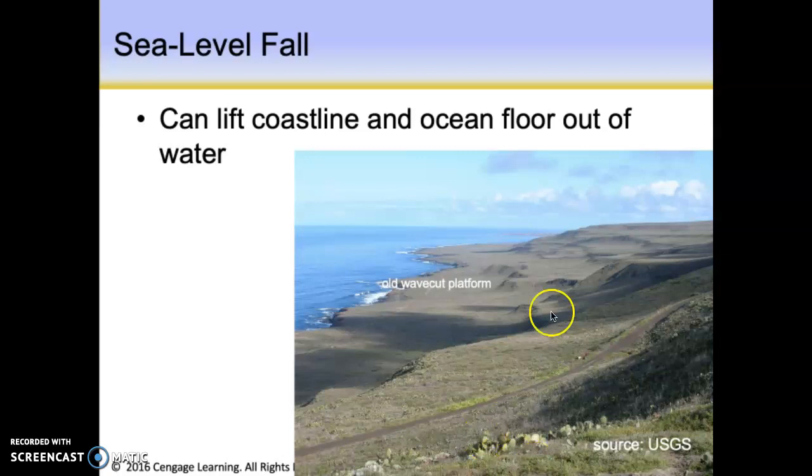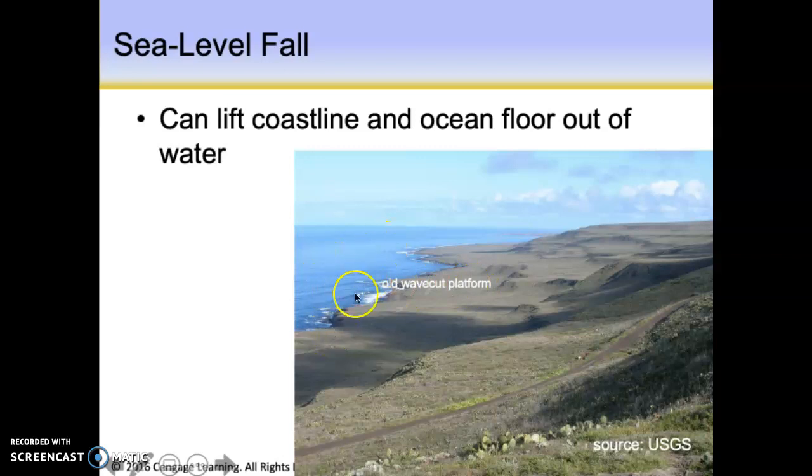And what happens in that case is you can see some stair steps. There's something there labeled a wave cut platform that we will learn how that forms in a little bit in this slide presentation. We'll talk about how that forms. But what you should know at this point is those flat areas used to be underwater.